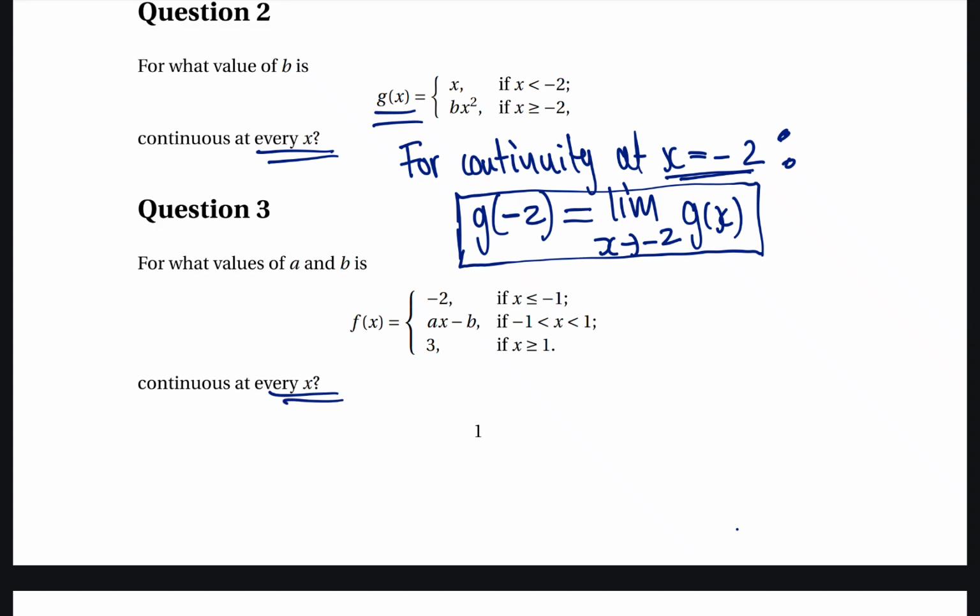So what about here? Continuous at every x. We're going to say again, here it's an f of x. So where are the points at which we are going to test continuity? Well, here they are meeting at -1 and these two are meeting at 1. So we do it for both. We'll test for both, and you'll see how we do it piece by piece. But first you should know the continuity equation.